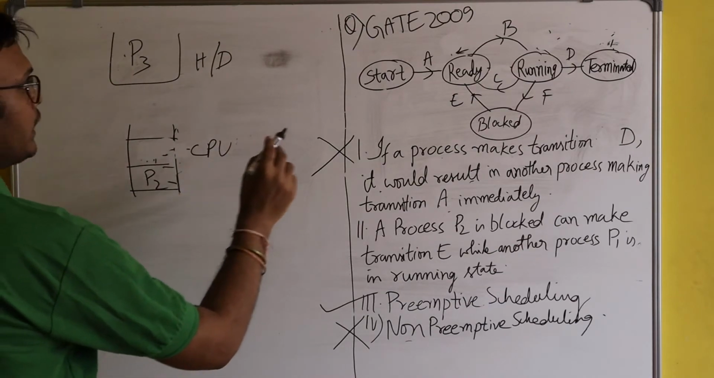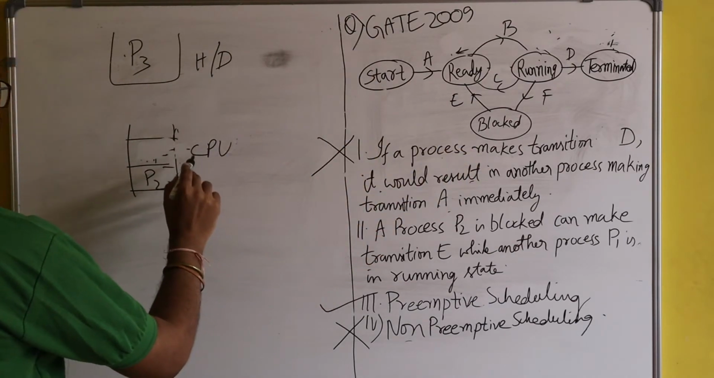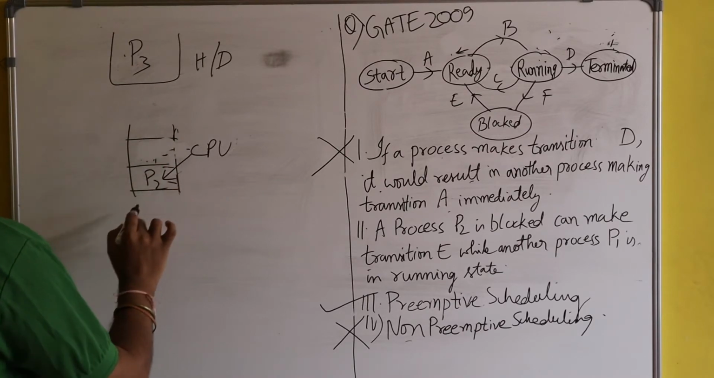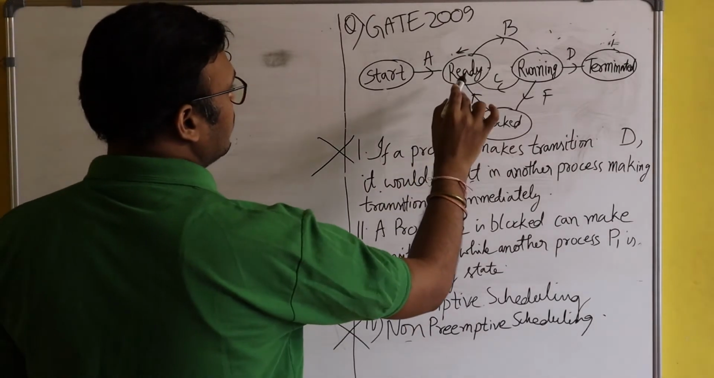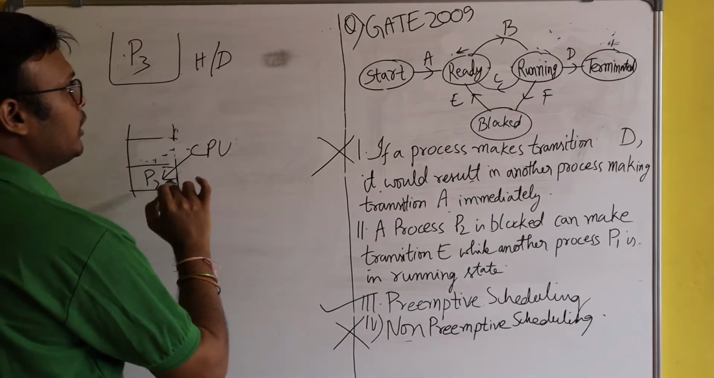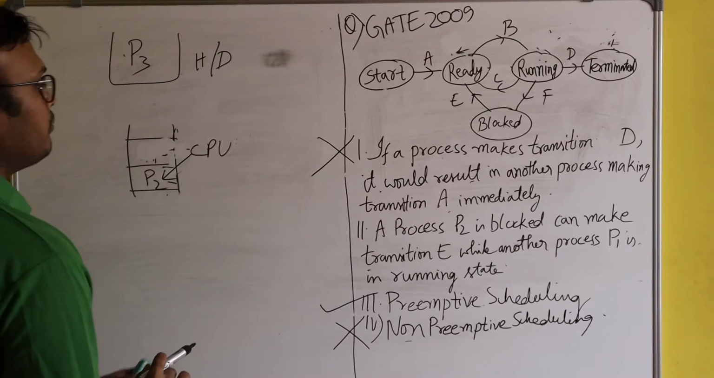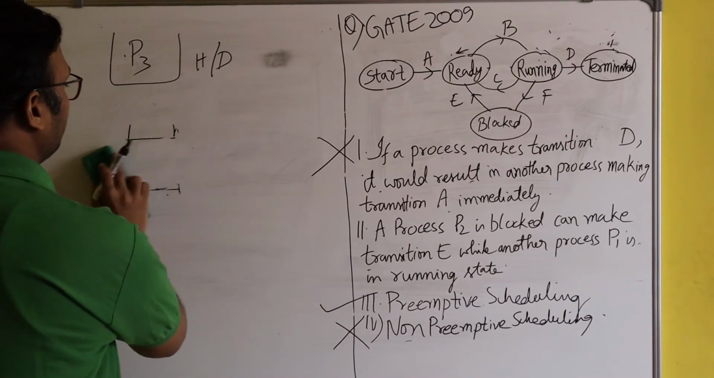But it is necessary that if one process gets terminated, then the CPU is free, and the CPU will be given to another process. That means P2 will make a transition from ready to run. So that's why statement number 1 is false.